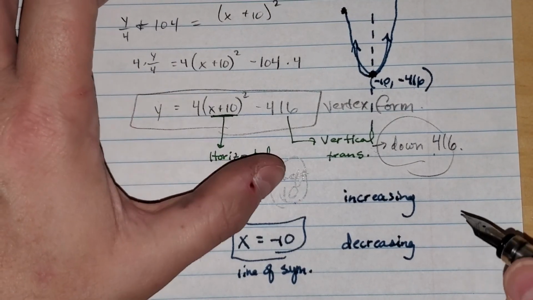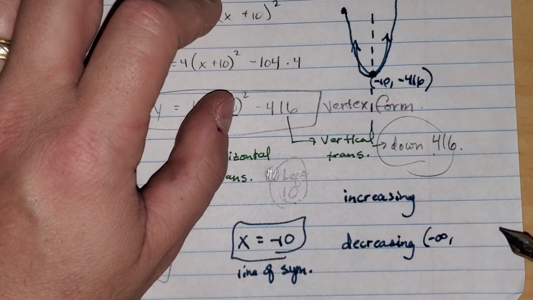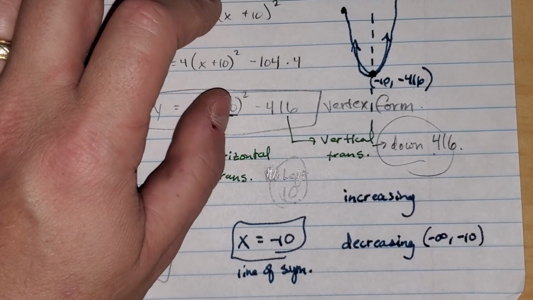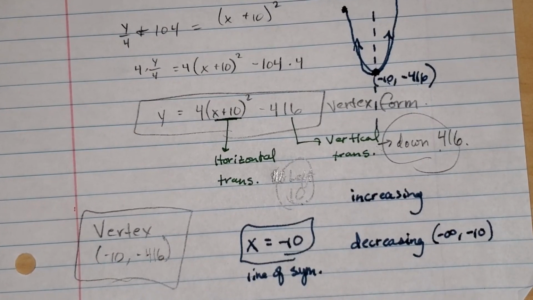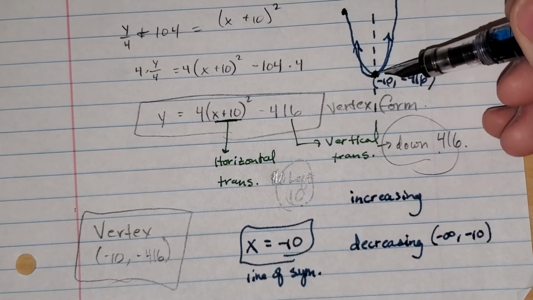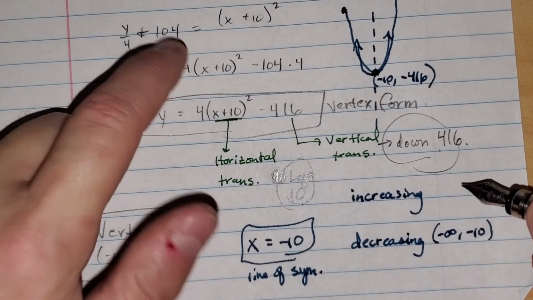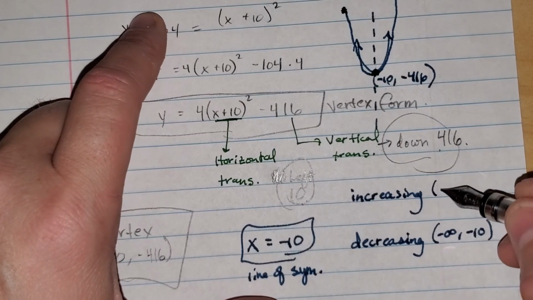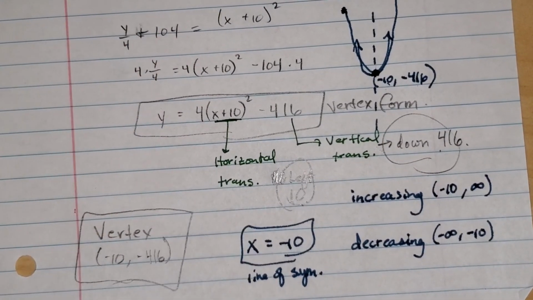So we're going to say that this function is decreasing from negative infinity to negative 10. And this is just like domain. It's going to be based on the x values of the function. Then we get to negative 10. What happens? We start going where? Up, up, up, up, up. So we're going to be increasing from where? Negative 10 all the way to infinity.